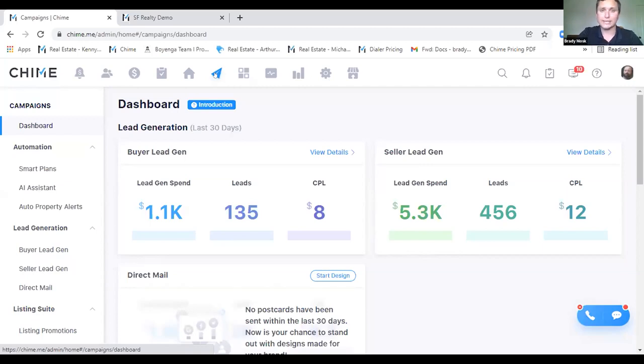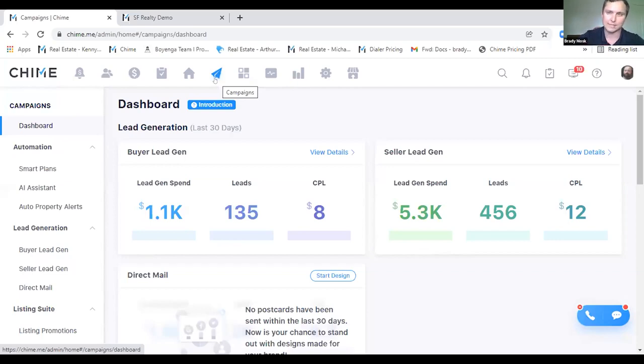Okay. When we're talking lead gen and Chime, guys, the campaigns are going to live under this little paper airplane icon up at the top of the CRM. So if you're not doing lead generation and you want to learn about it, check out this tab. If you are doing lead generation with Chime and you'd like to analyze the quality and the efficacy of your campaigns, spending some time in this section of the CRM is definitely worth your time.